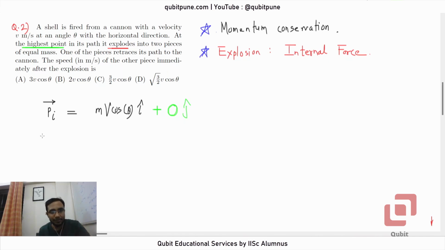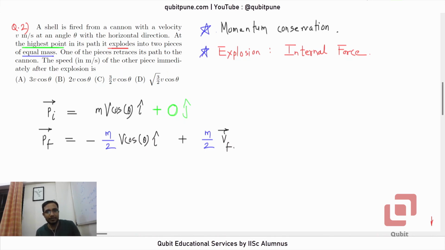Final momentum, post collision, P_f bar. How can we calculate P_f bar? One of the pieces retraces its path to the cannon, so we must have negative v cos theta as its velocity. What is its mass? Equal mass, so this will be m by 2. Plus, we still don't know the velocity of the other, so let us just call it m by 2 v bar. Anyway, we want to find the speed.